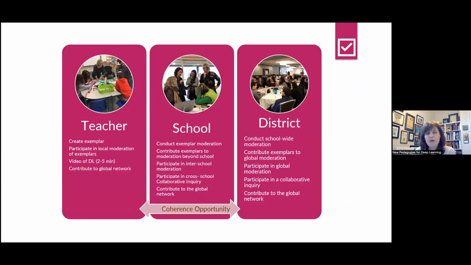There are 3 categories for the Distinction Pathways program: teacher, school, and district. And this slide shows what components need to be completed for each category. For example, as a teacher, you contribute an exemplar, which is a deep learning task that has been collaboratively moderated at the school or district or global level.